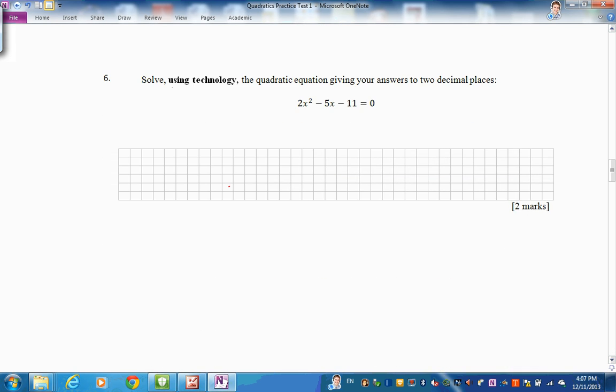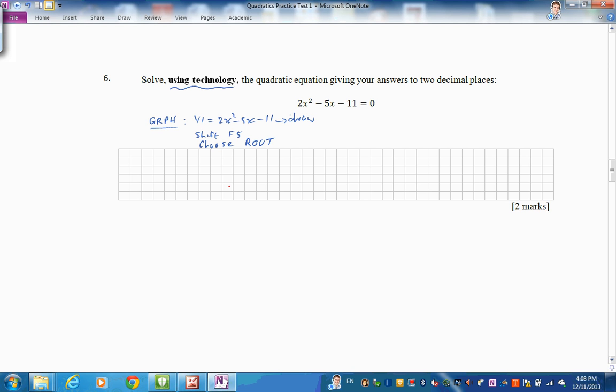Question 6, using technology, solve that equation. There's a couple of ways of doing it. You could draw the graph. Let's put this down now. You could go to graph mode, put the function in, y1 equals 2x squared, take 5x, take 11, then go shift F5, or draw it, check the view window, the initial would probably do it, shift F5 and choose root for the solution or root of an equation.